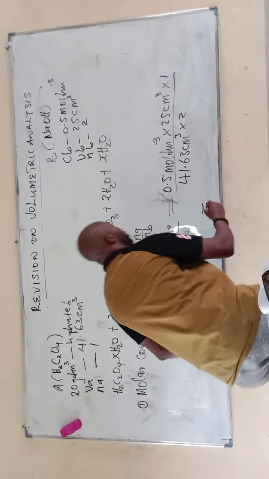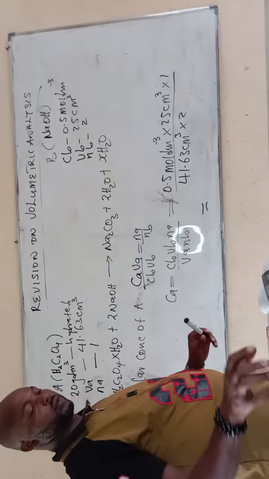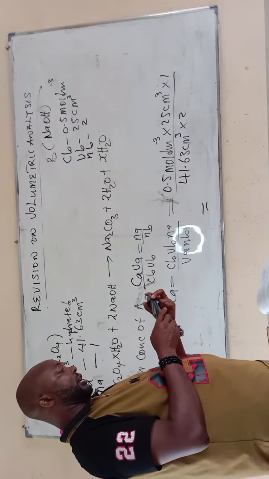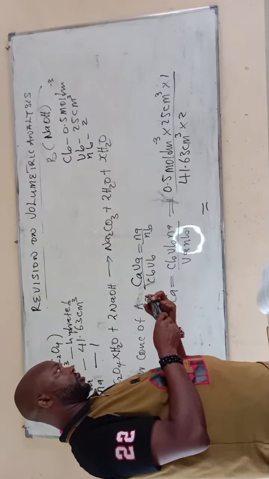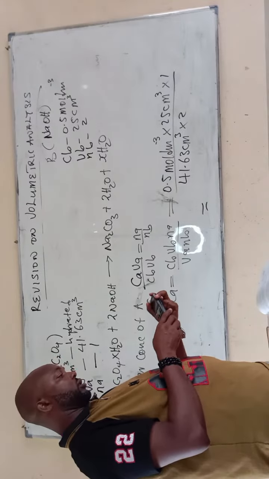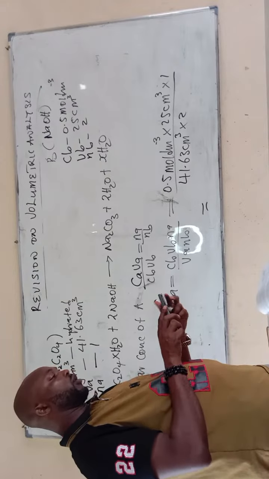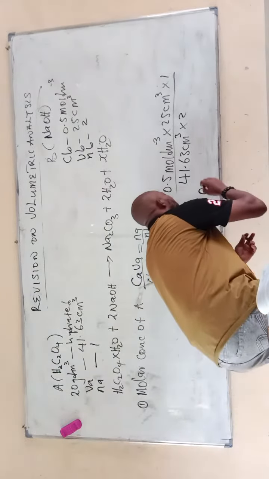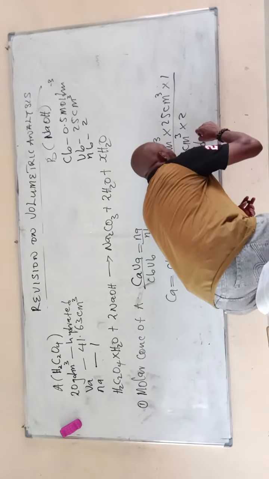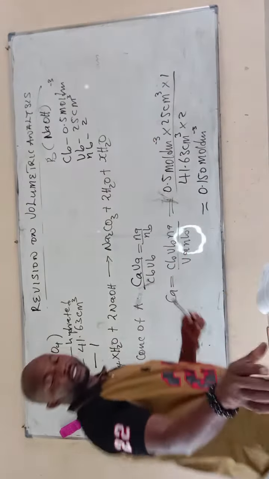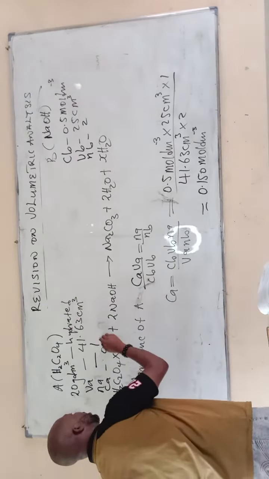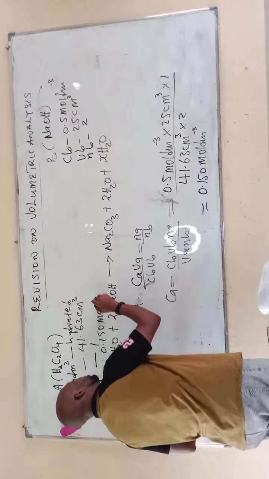So this is equal to 0.5 times 25 divided by 41.63 divided by 2, 0.150. So I have 0.150 mole per dm cube. So that is the concentration of the acid. CA is 0.150 mole per dm cube.